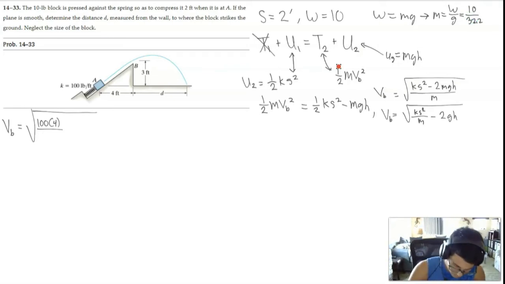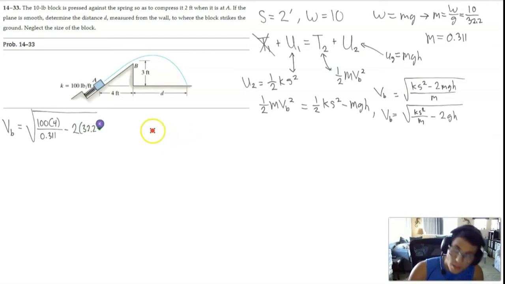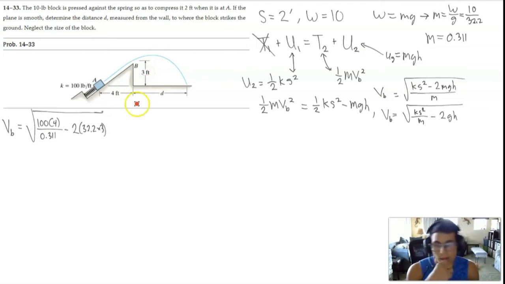Okay, so M is equal to, yes, I will type on my calculator like a little nerd, 0.311. So let's write that, 0.311, and minus 2 times 32.2 times the height, and the height is 3. Now we should think, do we keep this minus sign and call gravity negative? And if we call gravity negative in this case, then this turns into a positive sign.